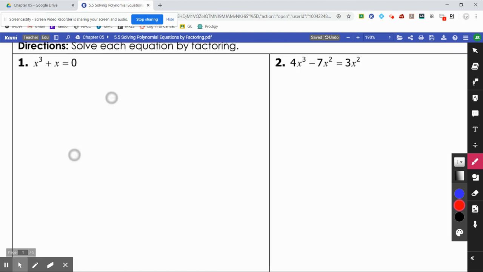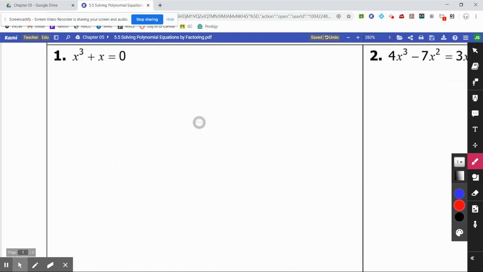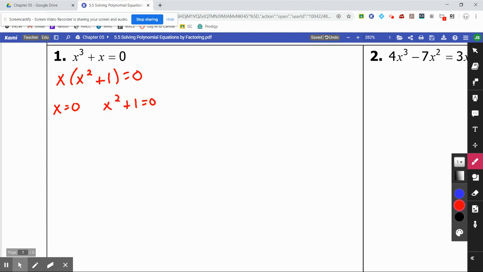The first problem. Let me zoom in a little bit. x to the third plus x is equal to 0. Again, step number one, make sure that it equals 0 and everything's on one side. Step number two, you start factoring. Factor out the x, and you're left with an x squared plus 1. Try to factor it as far as possible, but once you hit a quadratic, you can actually stop there. But try to factor it again if you can. Then you set each factor equal to 0, and you solve. This one's already solved.